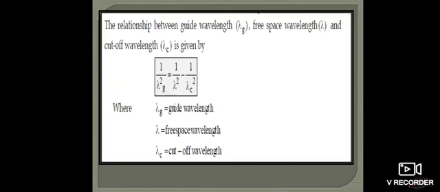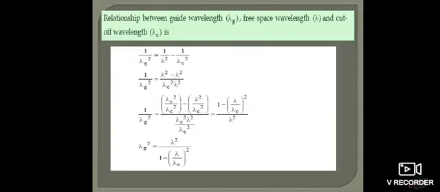It is given as 1 by lambda g square equals 1 by lambda square minus 1 by lambda c square, where lambda g is the guide wavelength, lambda is the free space wavelength and lambda c is the cutoff wavelength. To get the relation between lambda g, lambda c and lambda, we take the LCM on the right hand side, and we get lambda c square minus lambda square by lambda c square into lambda square.